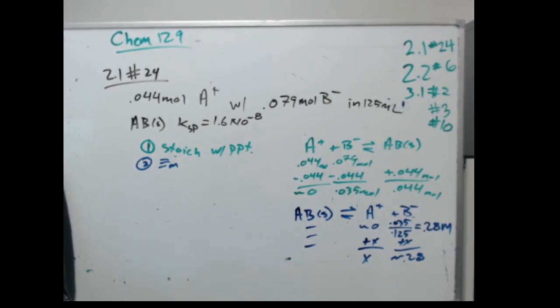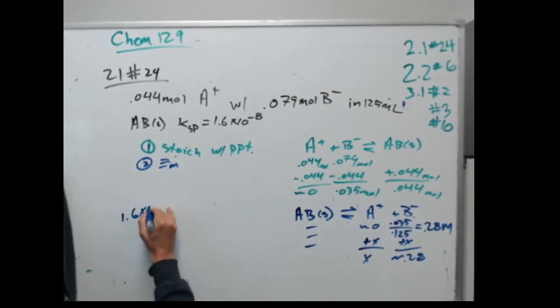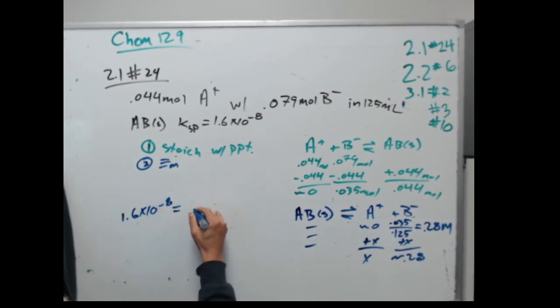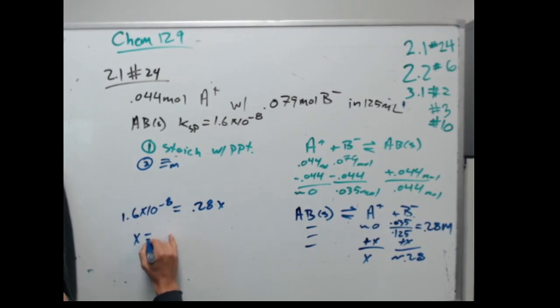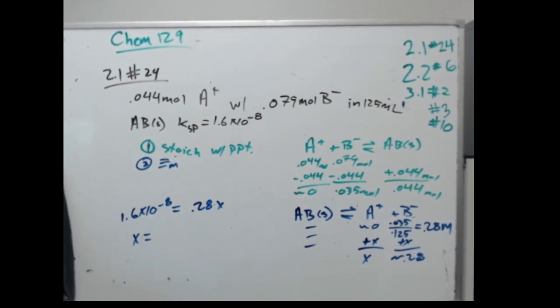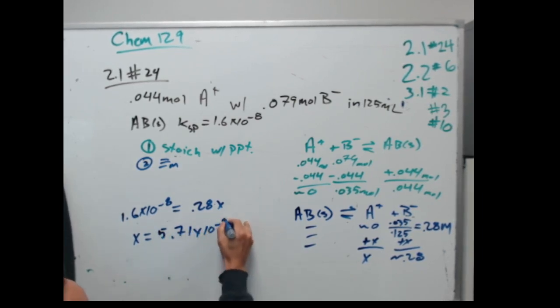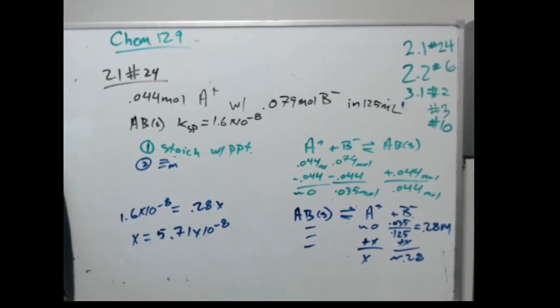I'll go ahead and finish solving it real quick, just so we can get our final answers. I'm going to have 1.6 times 10 to the minus 8 is equal to 0.28x, just bringing those things over. I'm going to get x is equal to 5.71 times 10 to the minus 8. My B concentration is my anion concentration. My concentration of B is about 0.28.